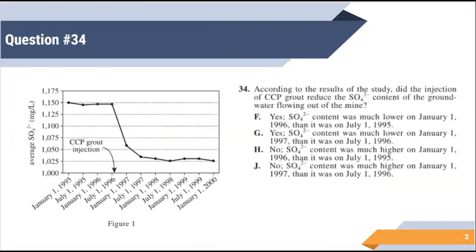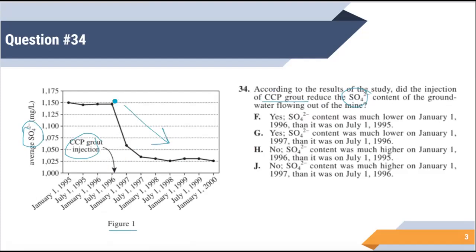All right, question 34. Question 34 is talking about SO4 content. So we knew that we're going to be looking at figure 1 because this one also talks about SO4 sulfate. Okay, and they say, according to the results of the study, did the injection of the grout, here's the injection of the grout, okay, reduce the SO4 flowing out? So basically, did SO4 go down when we added the grout?